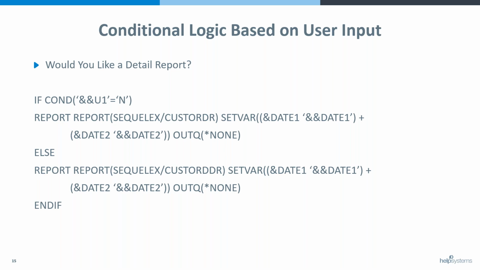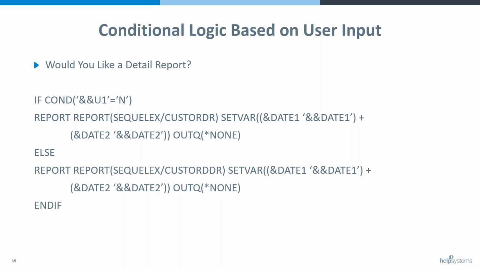And we're comparing a variable that the user provides against a constant. So the &U1 is a variable that we've defined on the variable tab in the script. And if that is an N, meaning they don't want a detail report, we're going to run that first report, which is just really a summary level report with the date range that the user provided.